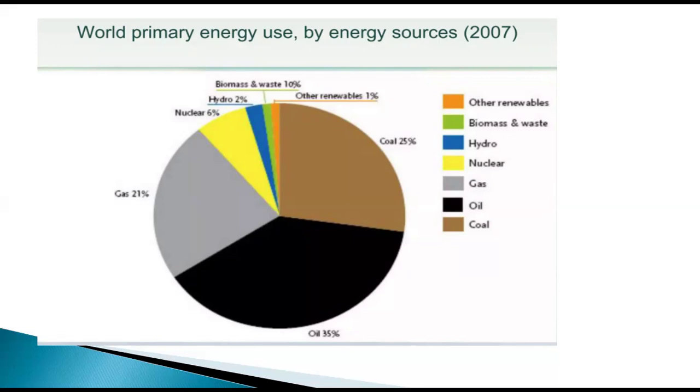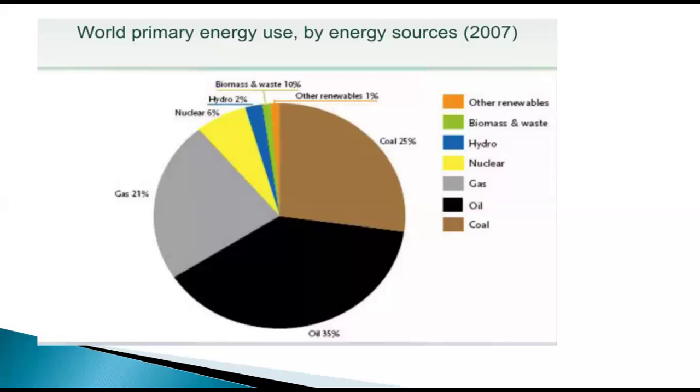Here the maximum contribution of energy generation and utilization is from oil, petrol, gas, diesel, like this. Oil is 35%, and nowadays it increases to 35 to 40%. So oil consumption is more. That is the world primary energy use from fossil fuels, approximately 35 to 40%.